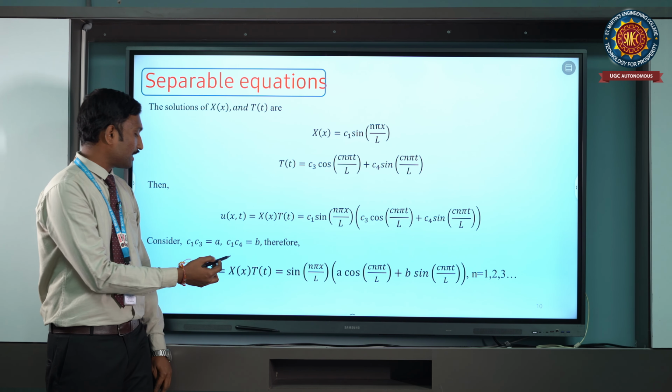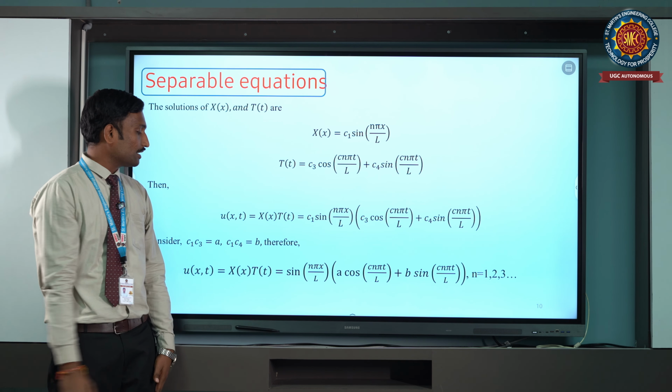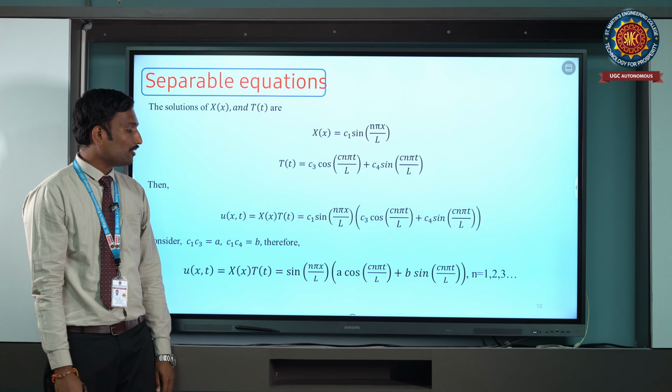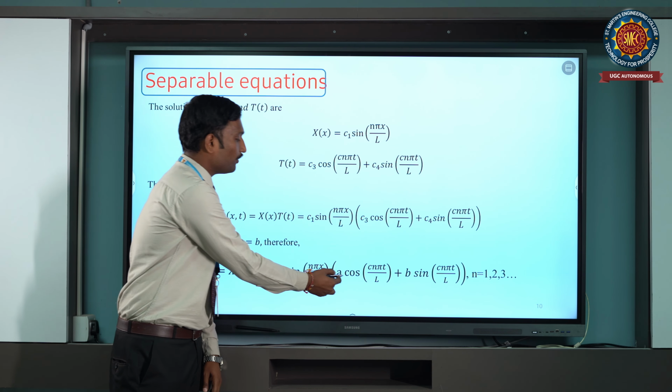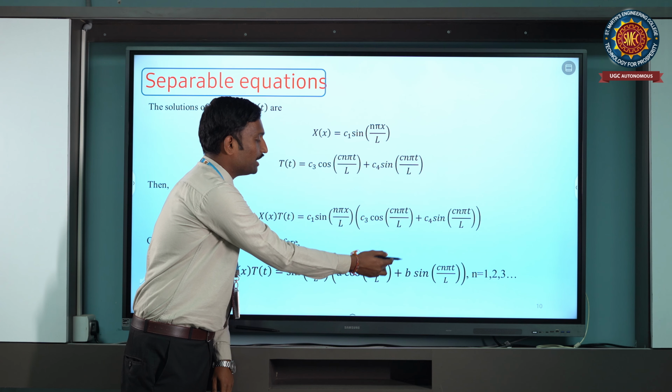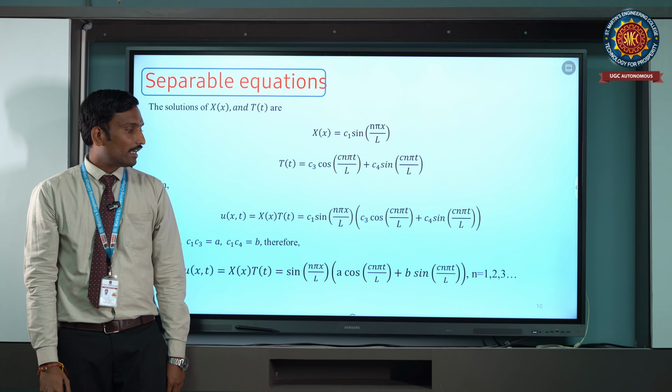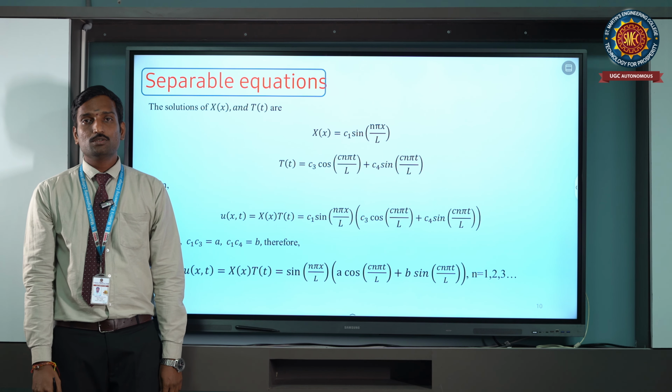That constants we can write here: u(x,t) equals X(x) into T(t), that is sin n pi x by L into A cos cn pi t by L plus B sin cn pi t by L, where n equals 1, 2, 3.